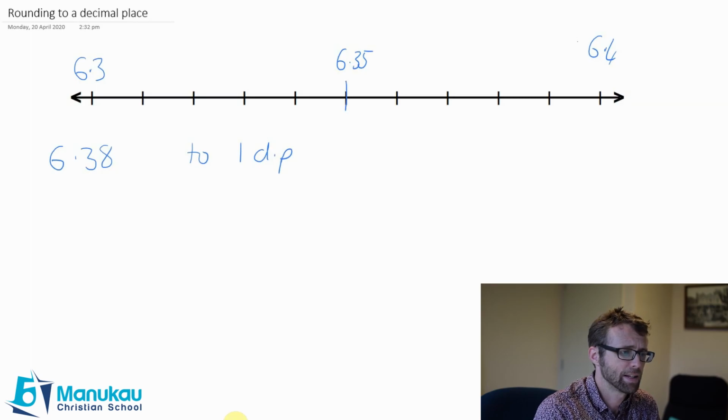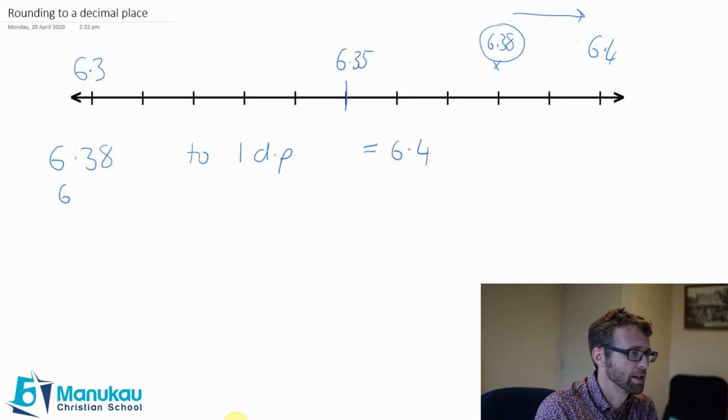And then you put in your number. 6.38. Well, 6.38 is going to be here. So this is where 6.38 would be. And you can see that it's closer to the 6.4 than it is to the 6.3. So we're going to say that's going to be 6.4 to 1 decimal place.